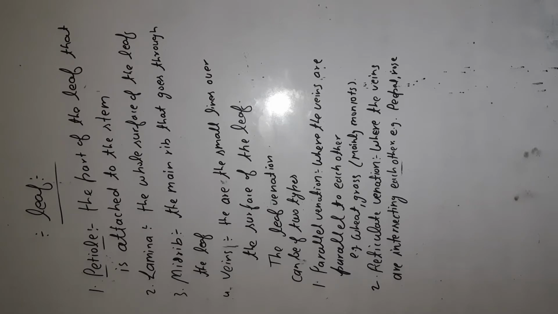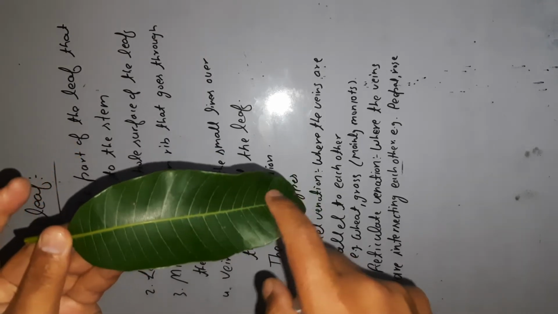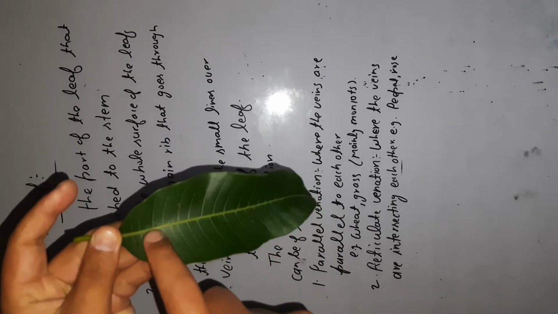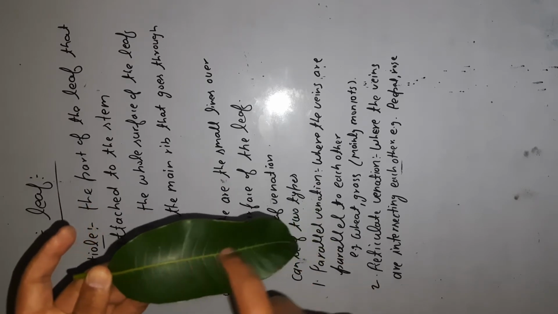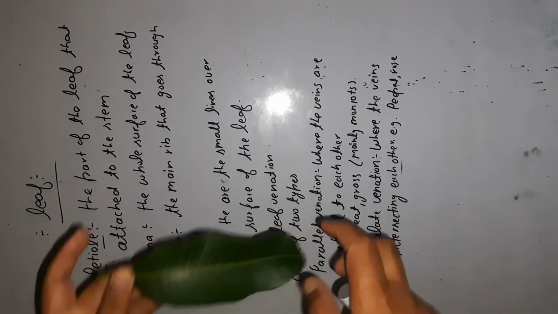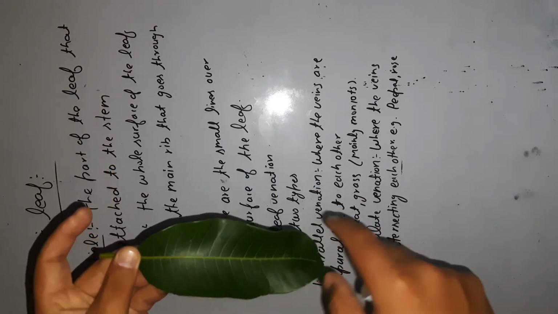Okay, let me show you once more. Midrib means this is the main rib, if you could see it. So this is the midrib. The main rib that goes through the lamina, or the surface of the leaf, is known as the midrib. And the small lines over the surface of the leaf are known as the veins.